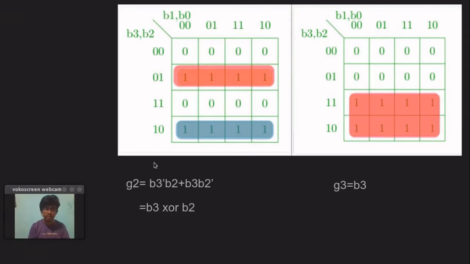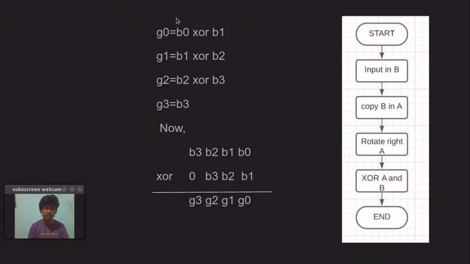Similarly, see the K map for G2, we get G2 equals B3' B2, which is coming from this part, plus B3 B2', which is coming from this part. Similarly, this equals B3 XOR B2. So G2 is B3 XOR B2, and from the K map of G3 we get G3 equals B3. So from the K maps we have got the relationships between the gray code bits and the binary number bits. That is G0 is B0 XOR B1, G1 is B1 XOR B2, G2 is B2 XOR B3, and G3 is B3.